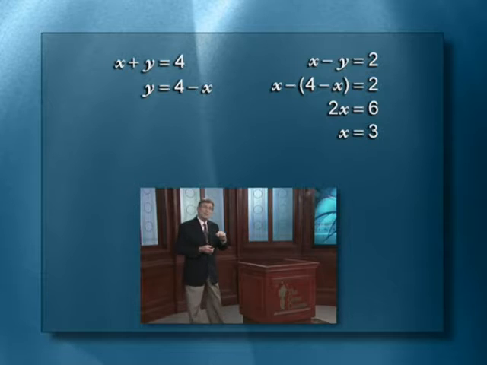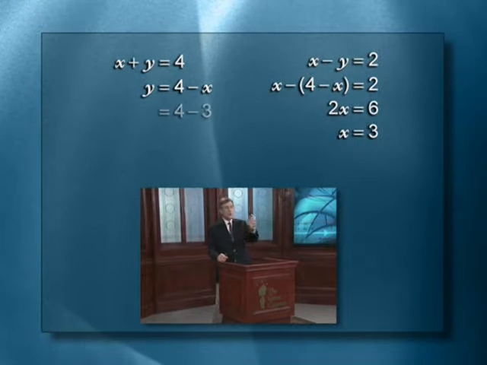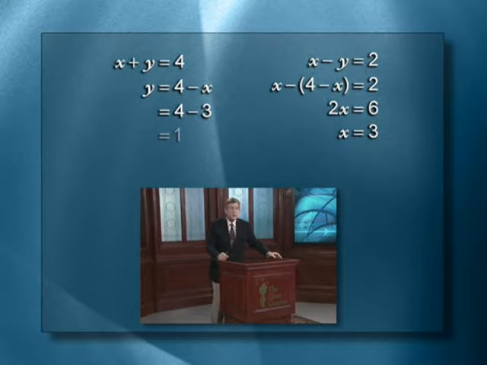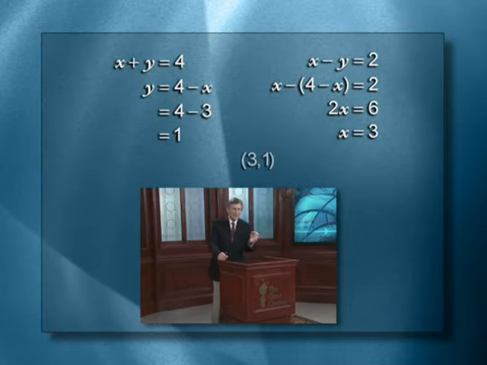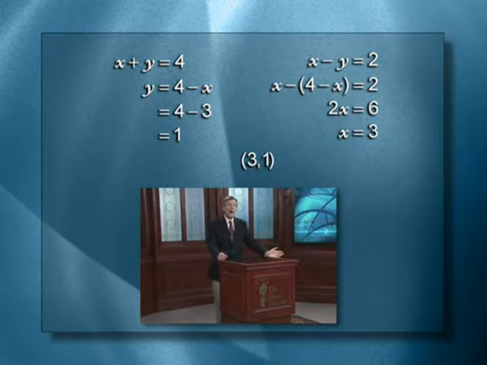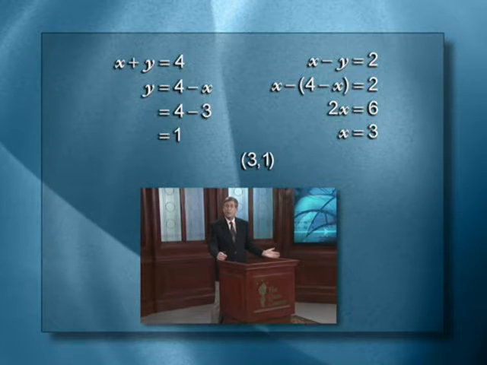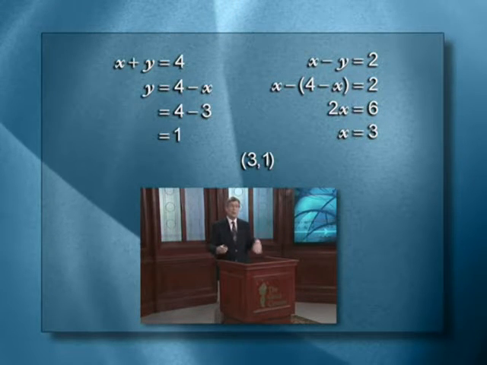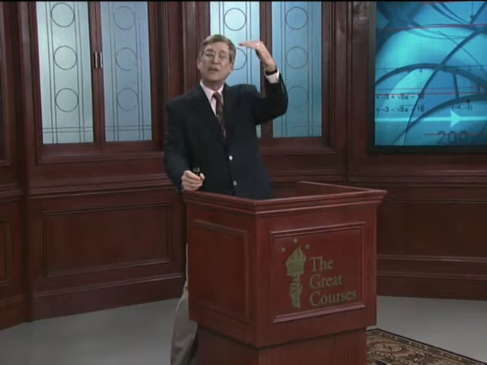And once you know the x value, from that equation involving y equals 4 minus x, you obtain y equals 4 minus 3, or 1. So our unique solution is x equals 3 and y equals 1. That's often written as an ordered pair, the pair 3, 1. X is 3 and y is 1. And I invite you to check your answer in the original system. You'll see that x equals 3 and y equals 1 satisfies both equations.